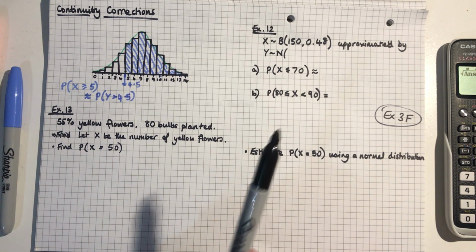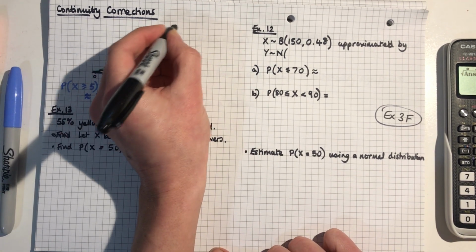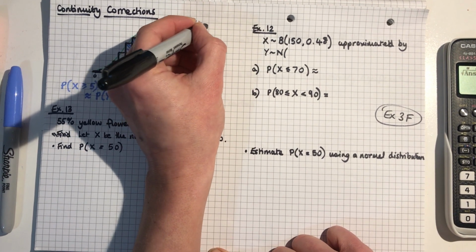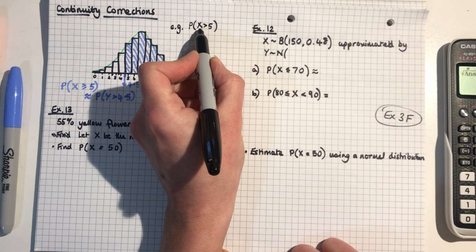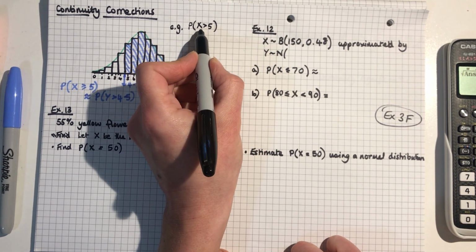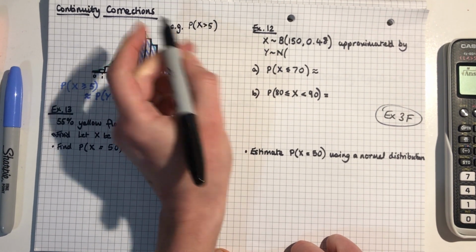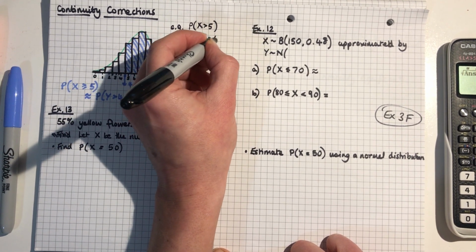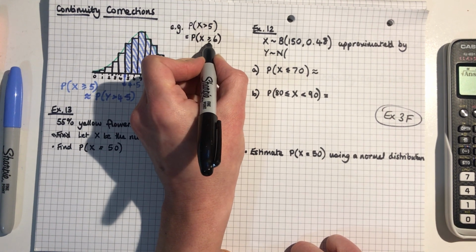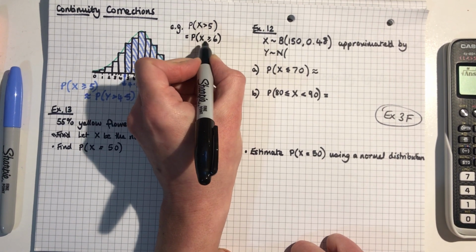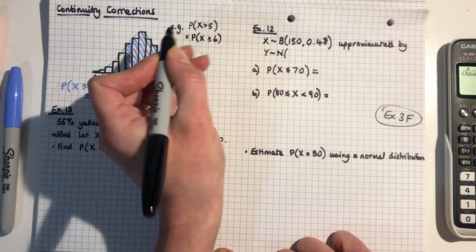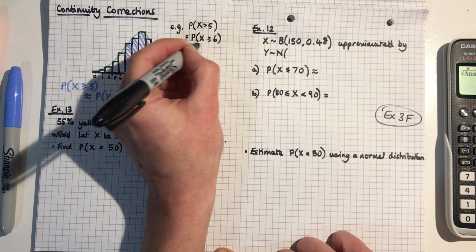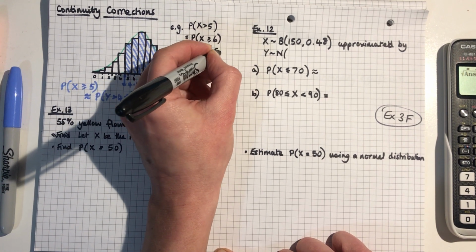Let's do a few more examples of these. If you had to work out the probability that x is just greater than 5, don't forget x here is the binomial discrete distribution. Because this is greater than, not greater than or equal to, the first thing we do is turn it into a greater than or equal to statement. That's the same as saying x is greater than or equal to 6. Once you've got the equal to bit, you use the lower bound of this number because we're going above it. So that's approximately equal to the probability that y is greater than 5.5.